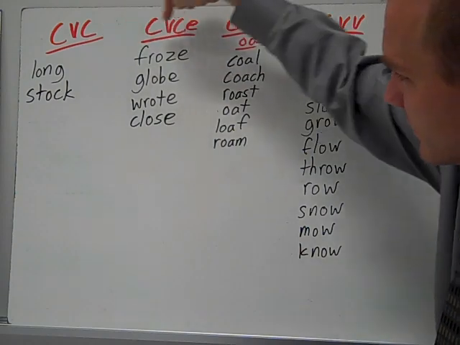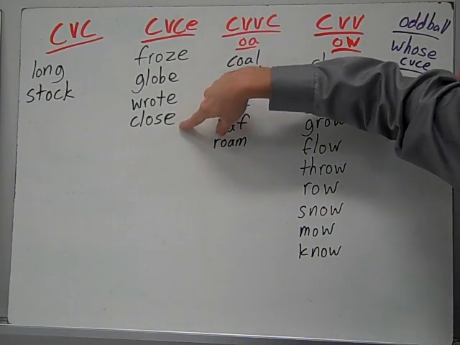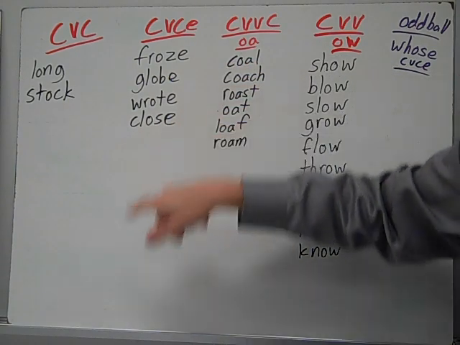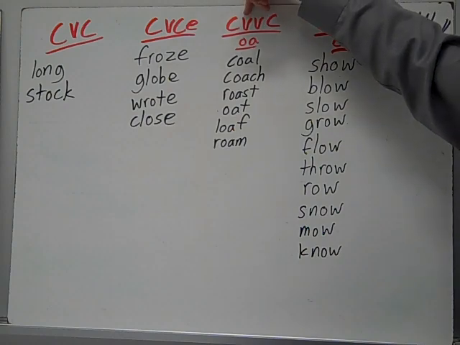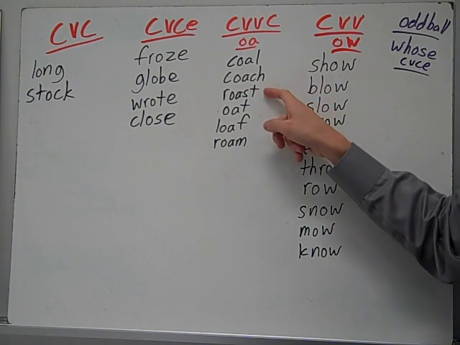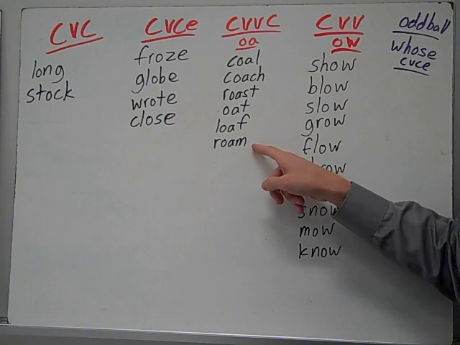CVCE, again you just take this pattern, put an E on the end, you get froze, globe, wrote, and close. CVC with an E at the end creates a long sound. CVVC, the first vowel is going to say its name in this case. You have OA: coal, coach, roast, oat, loaf, and roam.